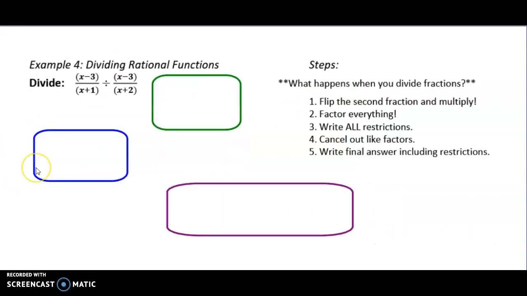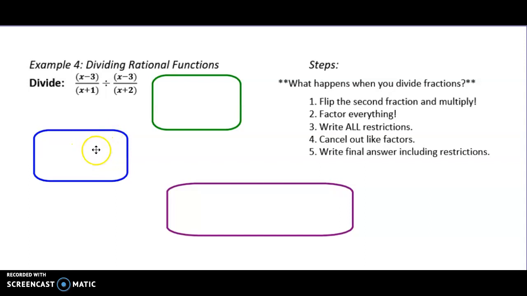The last thing we need to talk about is dividing rational functions. Remember, when you divide fractions, you keep the first fraction, flip the second fraction, so find the reciprocal of the second fraction, and then multiply those together. Then you would factor everything, just like before. Write out all restrictions, meaning in the original problem and after you flipped, you cannot have a 0 in your denominator. And you'll also then cancel out your like factors.